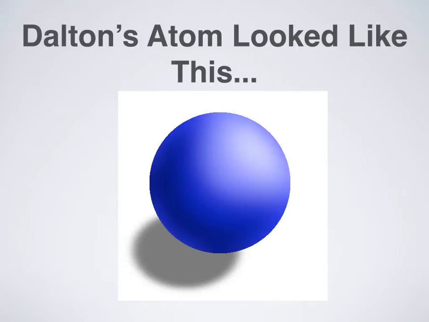So this is what Dalton's atom looked like. Every atom was just sort of spherical, so at least we've moved away from the geometric shapes that the Greek philosophers came up with. But that was it. There was nothing in there. It was still an unbreakable, indivisible substance.